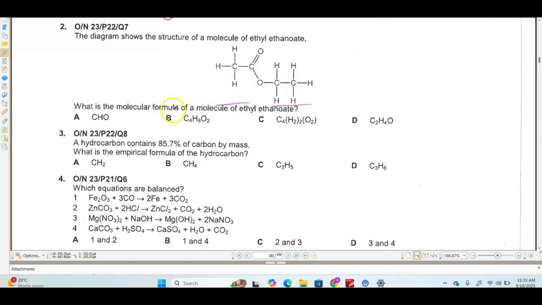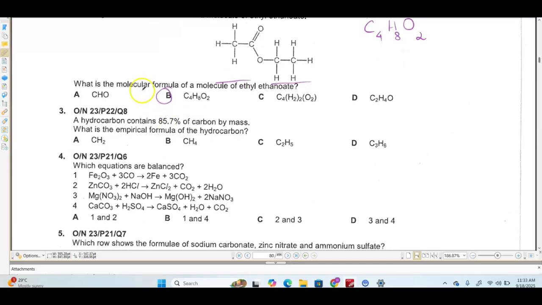So the simplest possible way to do is that first find the carbons. How many carbon atoms are there? 1, 2, 3, 4. So C is going to be 4 over here. Okay. Let's go with the hydrogens. 1, 2, 3, 4, 5, 6, 7, 8. So there are 8 hydrogens in this molecule, and then as far as the oxygen is concerned, there are 2 oxygens. Okay. So this is going to be the molecular formula for ethyl ethanoate. So C4H8O2 is our option B over here. So B is our correct option for this.